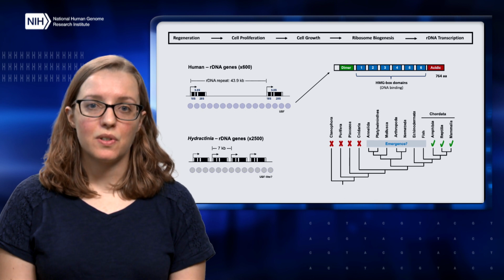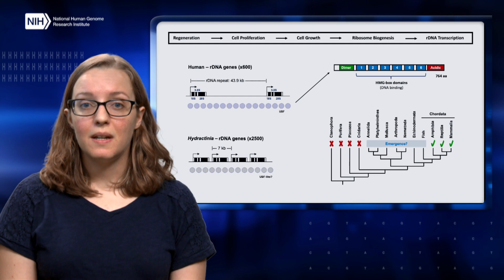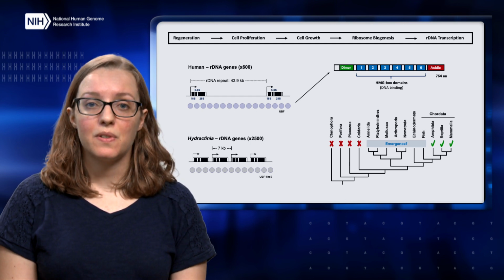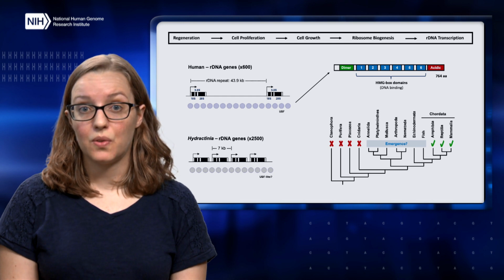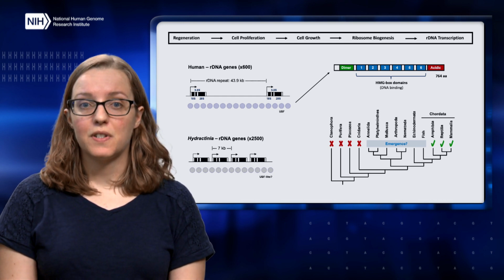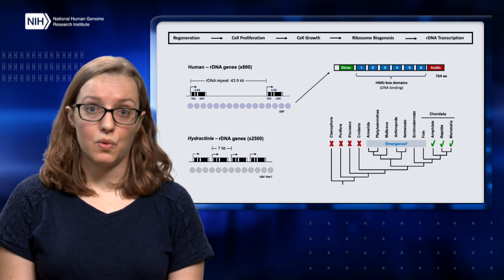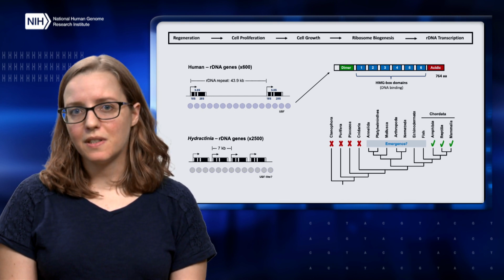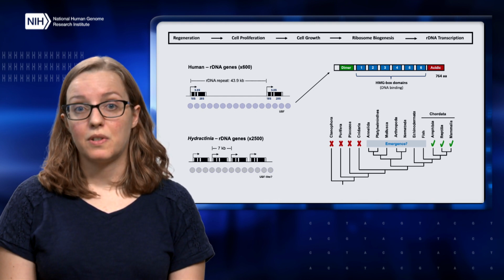For regeneration to occur, cells need to proliferate, and for cells to proliferate, they need to grow. And interestingly, ribosome biogenesis actually antagonizes cell cycle progression until the cell has grown to an adequate size. And the first step in making ribosomes is to transcribe ribosomal genes, or rDNA genes. So what are the differences in ribosome biogenesis between regenerative and non-regenerative organisms?